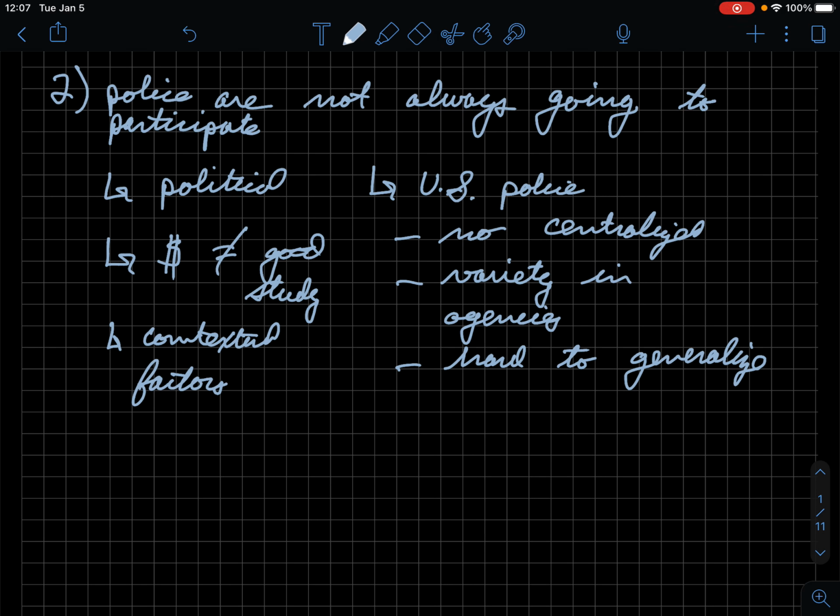So the core lesson out of this is that it's really hard to find agencies that want to participate. There are a lot of reasons why they are reluctant to do so. So what ends up happening as a result is that most research studies are going to involve a very small number of departments.